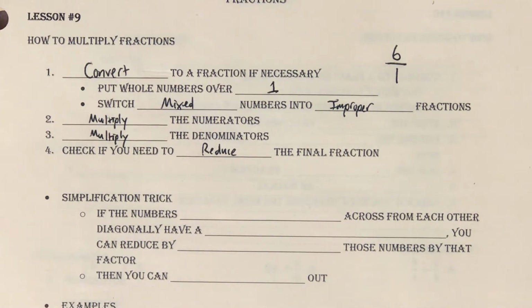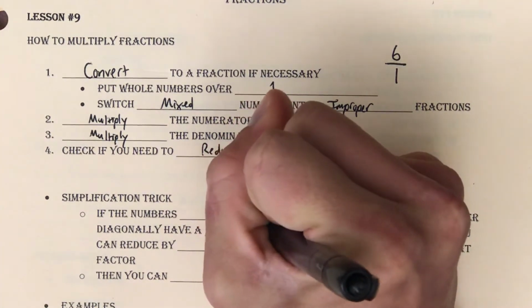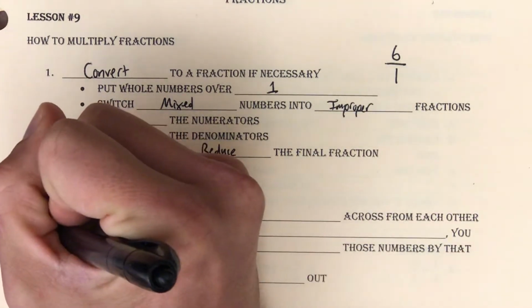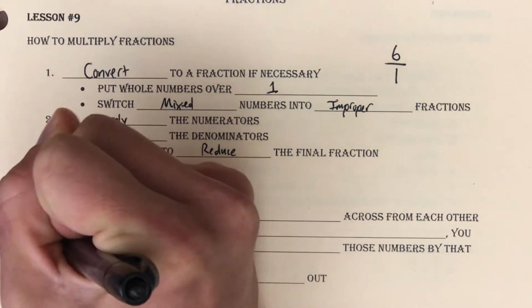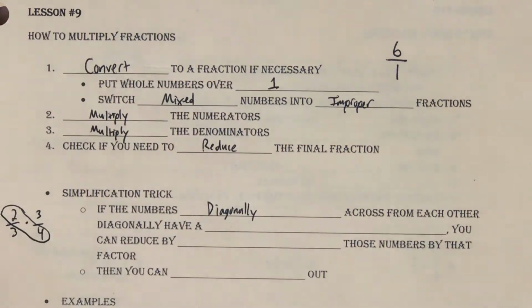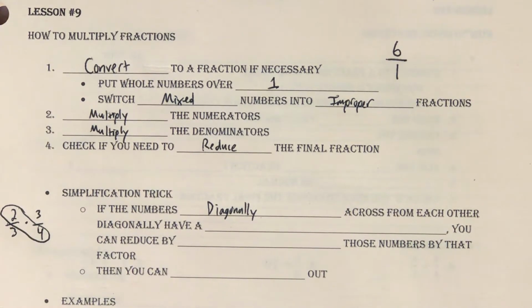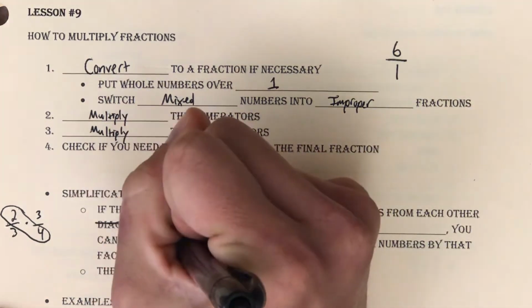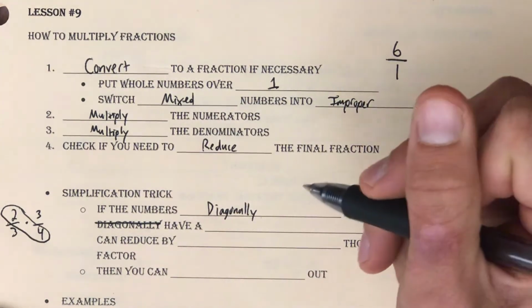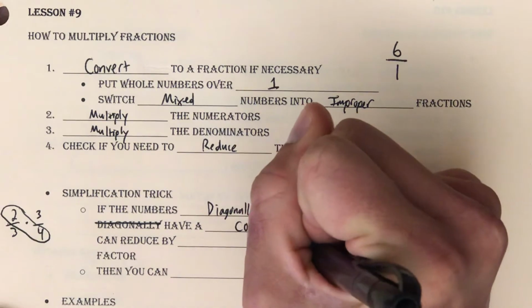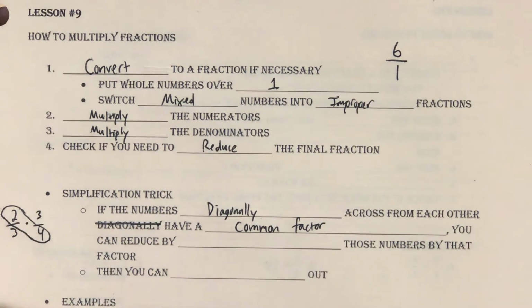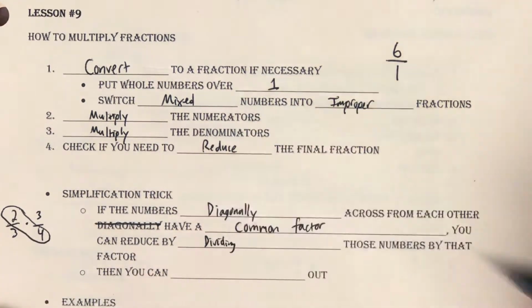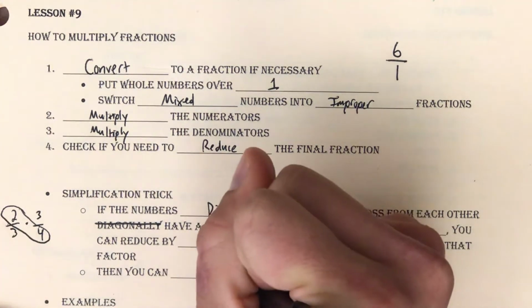The way we do this is with the numbers diagonally across from each other. Let's say that we've got right here 2 over 3 times 3 over 4. We're looking at this diagonal right here, diagonally across from each other. If they have a number in common, something that divides into them easily, also known as a common factor, you can reduce by dividing those numbers by that factor. Then you can multiply out after that like you normally would.